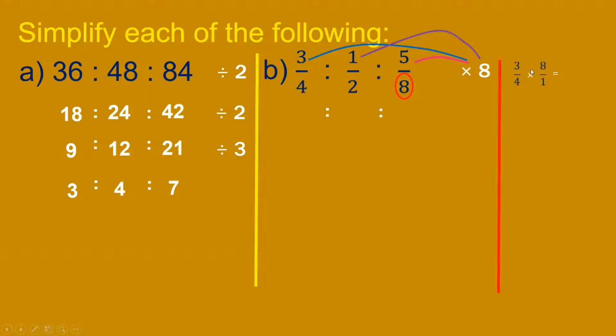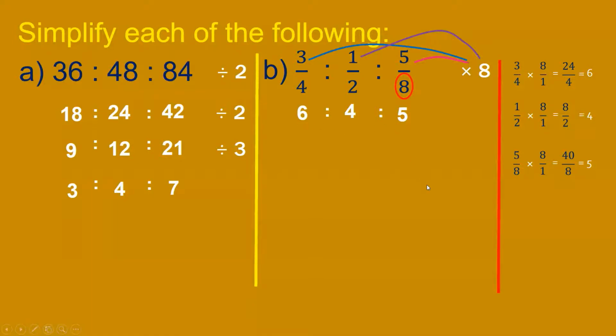So 3 over 4 multiplied by 8, it means 8 over 1, equals 24 over 4. So 24 over 4 equals 6. So 3 over 4 multiplied by 8 equals 6. And 1 over 2 multiplied by 8 equals 8 over 2 equals 4. So 1 over 2 multiplied by 8 equals 4. And 5 over 8 multiplied by 8 equals 40 over 8 equals 5. So this is the ratio in its simplest form, 6 to 4 to 5.